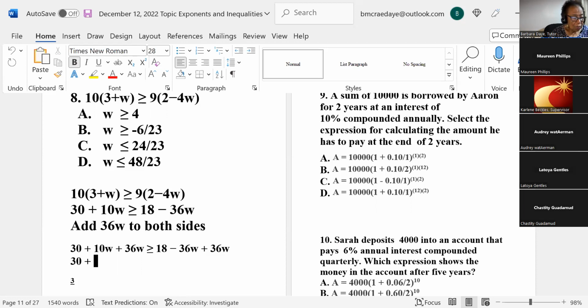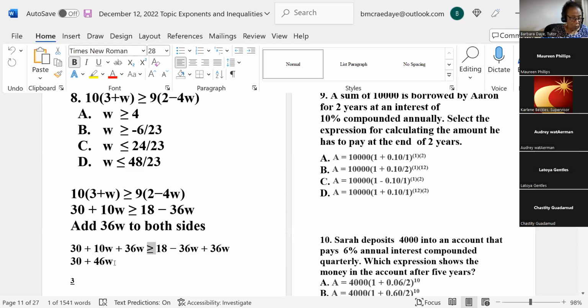Okay, I got lost there for a minute. No, Audrey, 10 plus 36 is what? 46. So that would be 46W. That's it, because you add the coefficients. The coefficients of the W's are the 10W and the 36W, right? 10 plus 36 is 46. Okay, so 46W, greater than or equal, let's put that there.